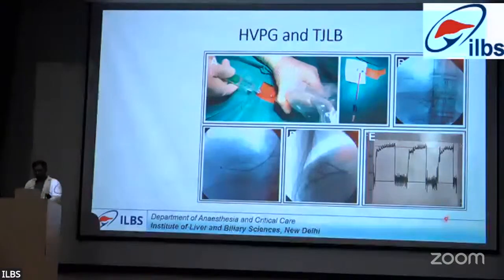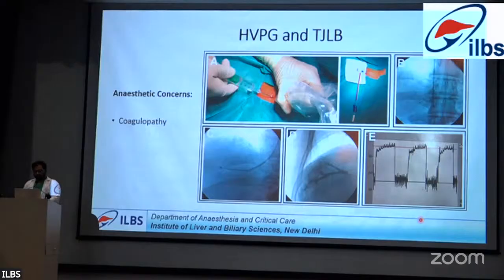Coming to HVPG and TJLB, the anesthesia concerns include that these patients can be coagulopathic, so there is a risk of bleeding and hematoma. There is a risk of arrhythmia either during the guide wire insertion or during the procedure. There can be inadequate NPO status for these patients.